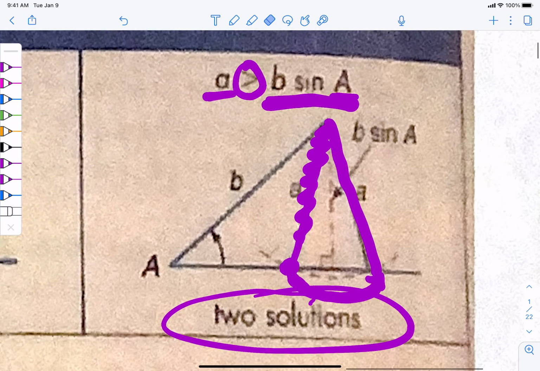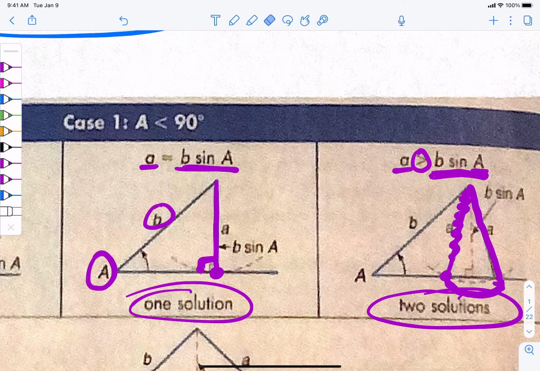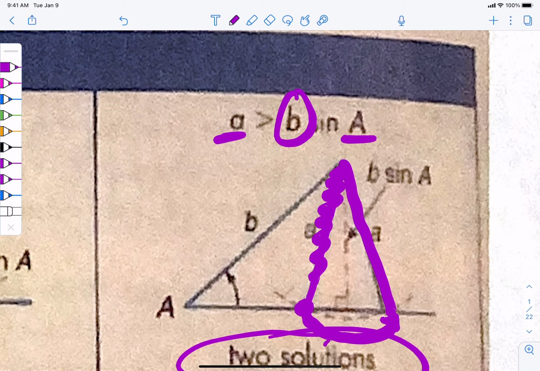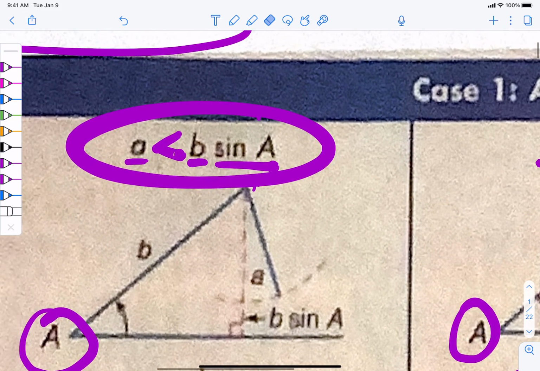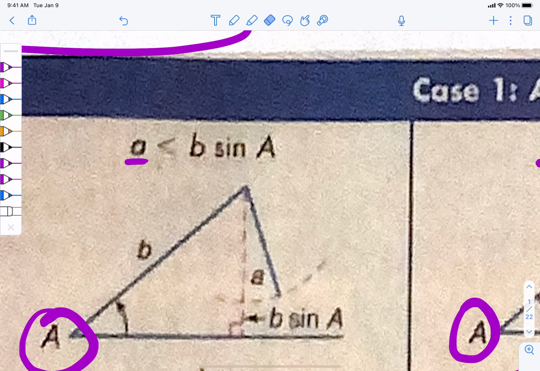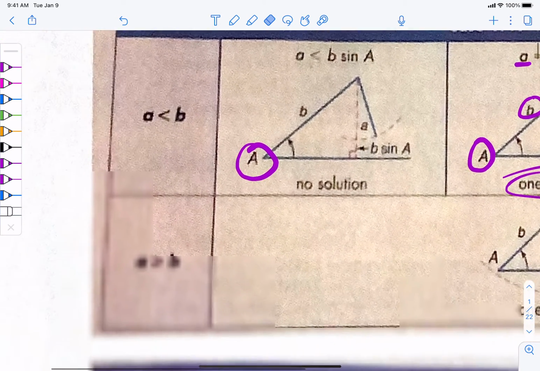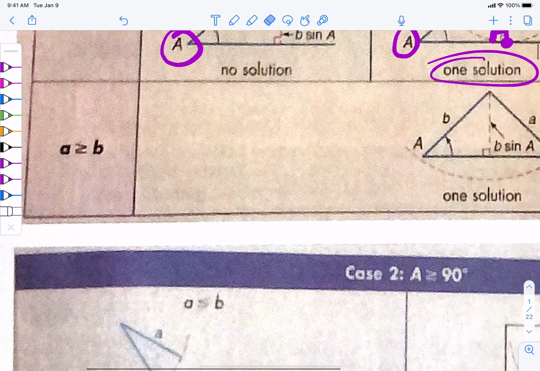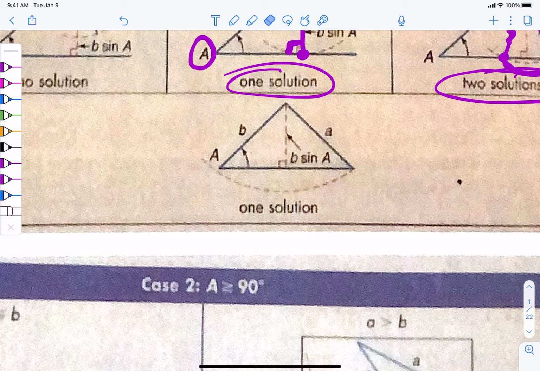So what you always want to look at, when you're dealing with A and B sine of A, or really any side and any angle opposite it with another side, is that side in relationship to B sine of A. Is it bigger than, equal to, or less than? That will tell you how many solutions it has. Does that make sense? That is if A is already less than B. If A is greater than B, then you're only ever going to have one solution.